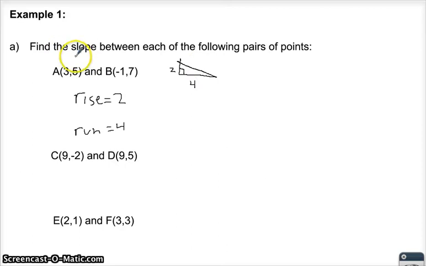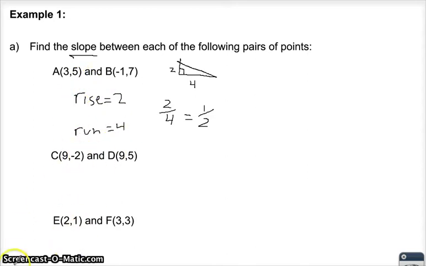But for slope, what I want is rise over run, and I should probably reduce that fraction so I don't get laughed at at math parties. Anyway, that should be 1 over 2. Now, how could I have found this 2 and this 4 quickly without drawing a picture? Well, it's actually kind of tricky. We can talk about that in class, but for now I'm going to say let's make a picture.